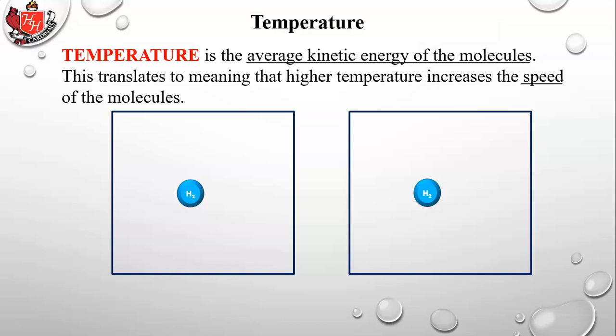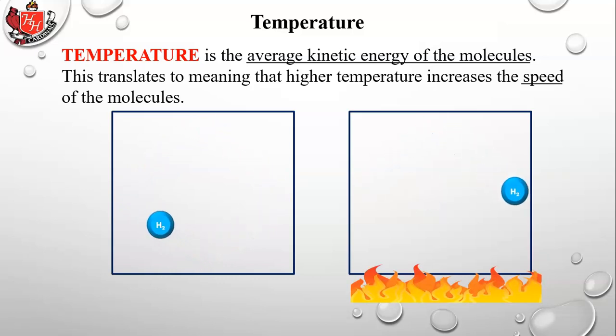This translates to meaning that higher temperature increases the speed of the molecules or particles. So here you have a hydrogen molecule moving at a certain speed because it has a certain temperature. If you heat up that molecule over there on the right, then it moves faster. So increasing temperature increases the speed of the particles. Decreasing temperature will decrease the speed of the particles.